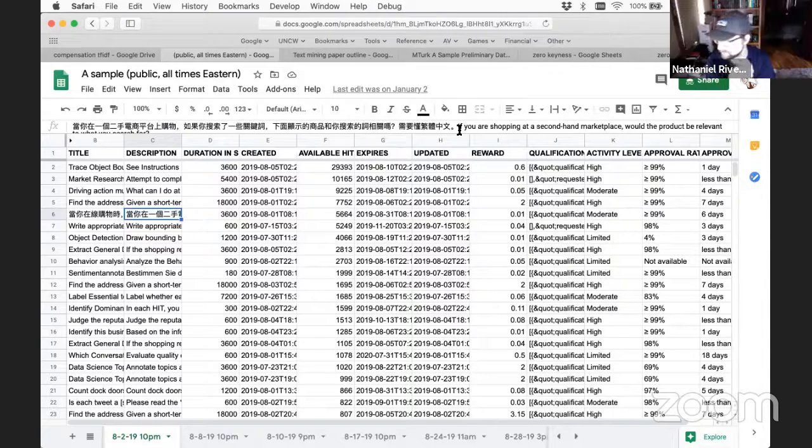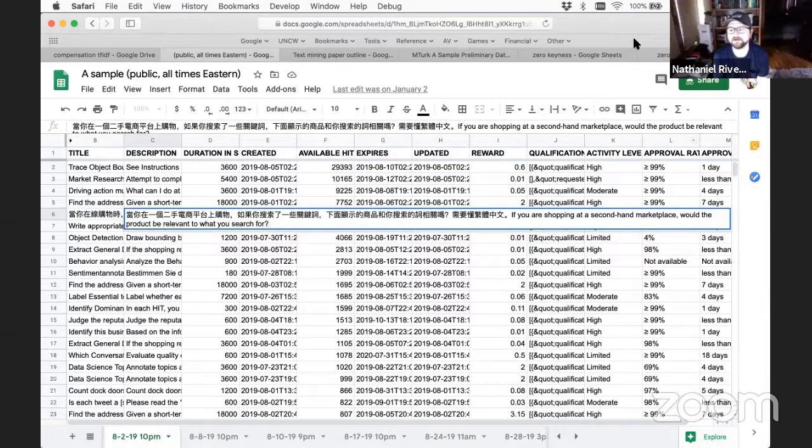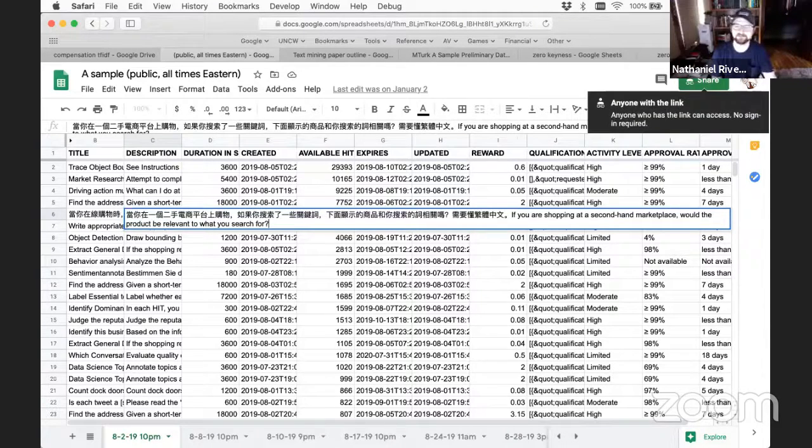Right. Let's look at that. If you are shopping at a secondhand marketplace, would the product be relevant to what you search for? So this seems to be asking, if you're on a secondhand marketplace and you search for this, are you getting relevant search results? So here the presumption is you're already at the secondhand marketplace, right? It's not quite, would you buy this handbag from a used vendor? Oh, I see. Do you know what I mean?